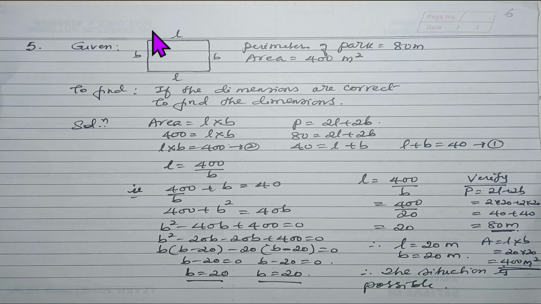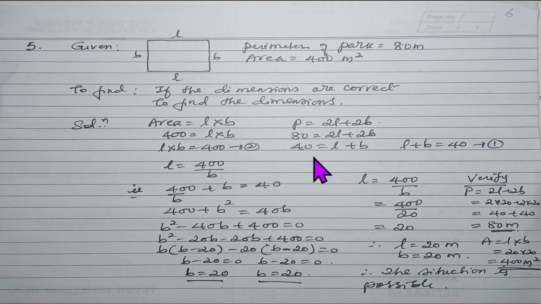Now area of this rectangle is L into B, and area is given as 400 meters square, and therefore 400 is equal to L into B, or L is equal to 400 by B. Now we know that perimeter is 2L plus 2B, but perimeter is given as 80, so 80 is equal to 2L plus 2B, or dividing throughout by 2 we get 40 is equal to L plus B.